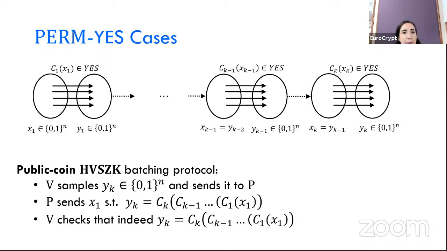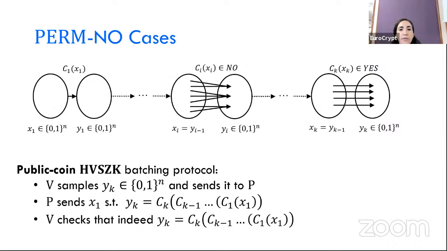So permutations are invertible, and therefore we have completeness. For zero knowledge, we consider the verifier, the simulator that samples X1 and computes the composition of the circuits on this X1. And for the no cases, we consider the last no circuit. CI is the last no circuit.